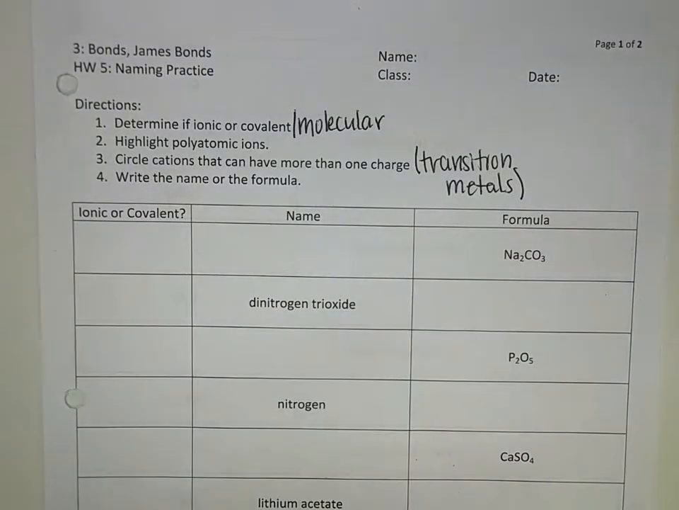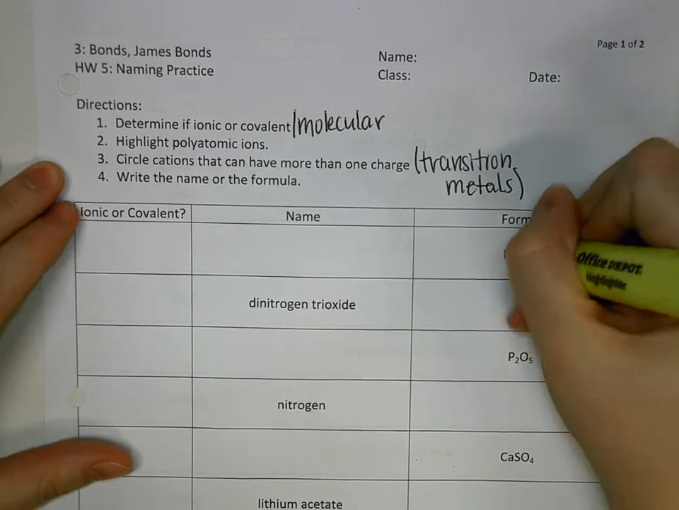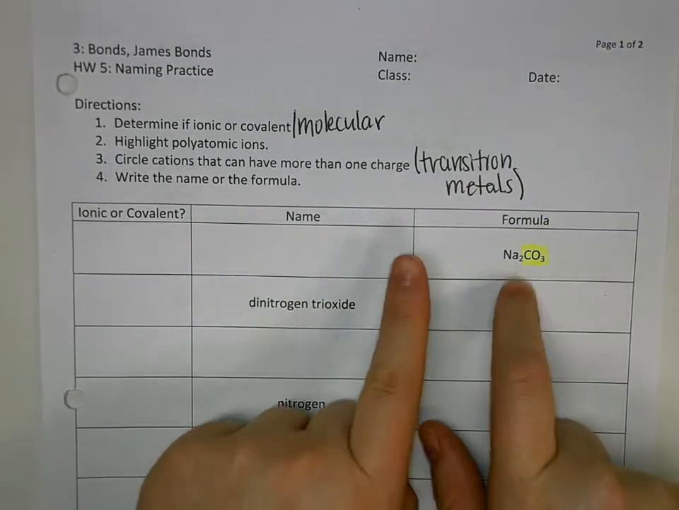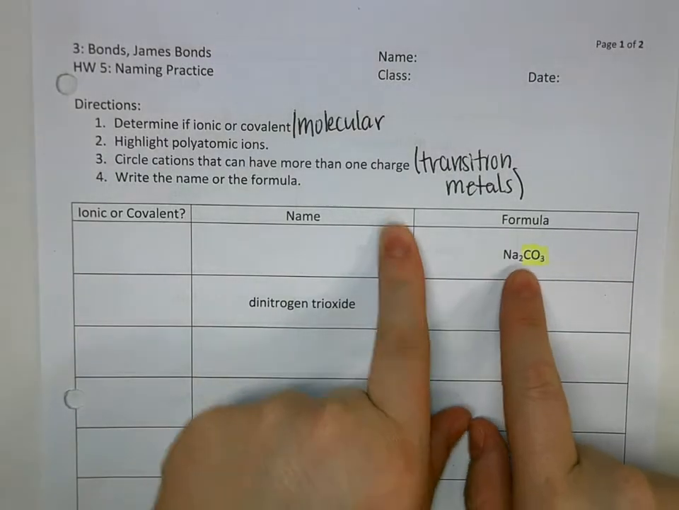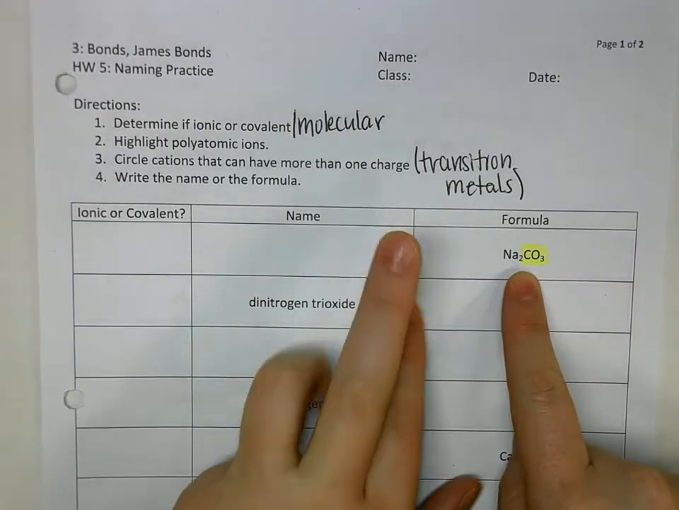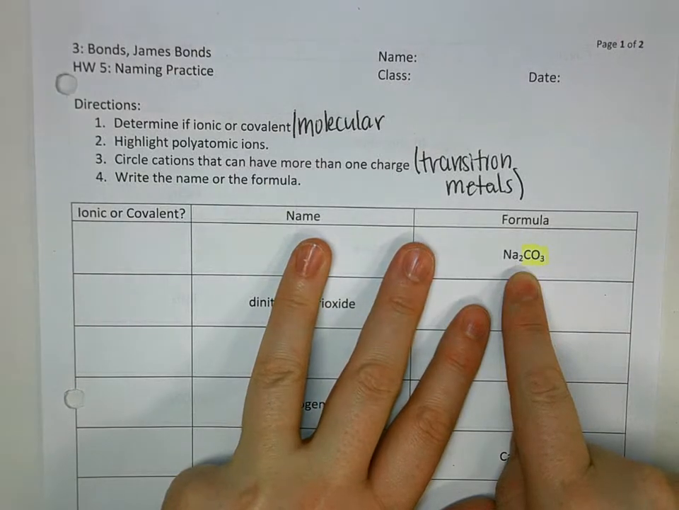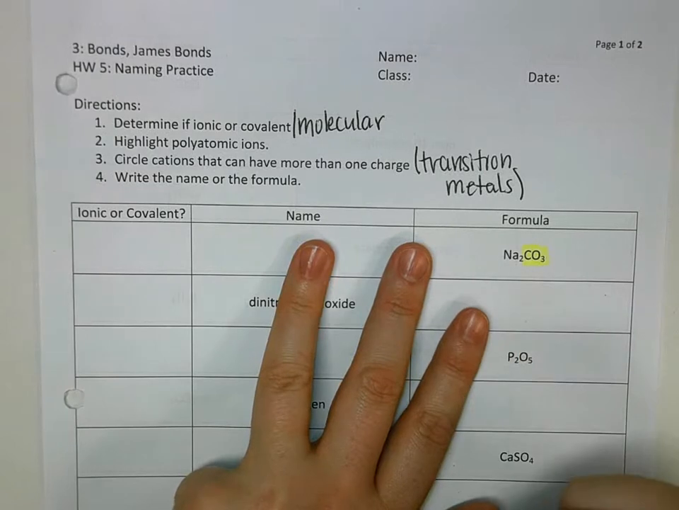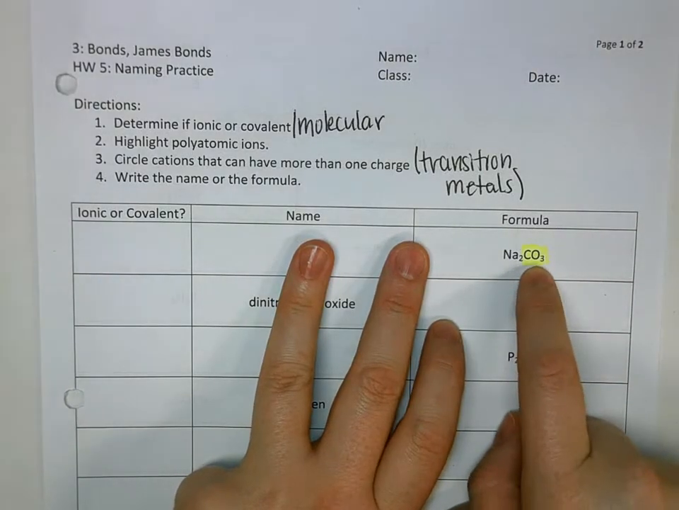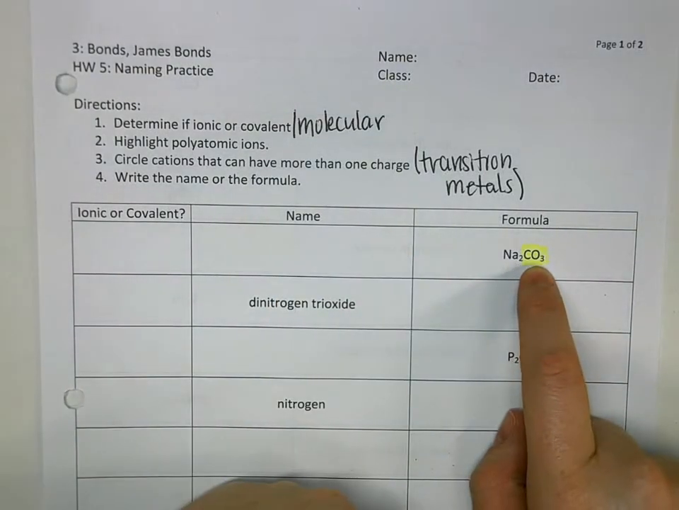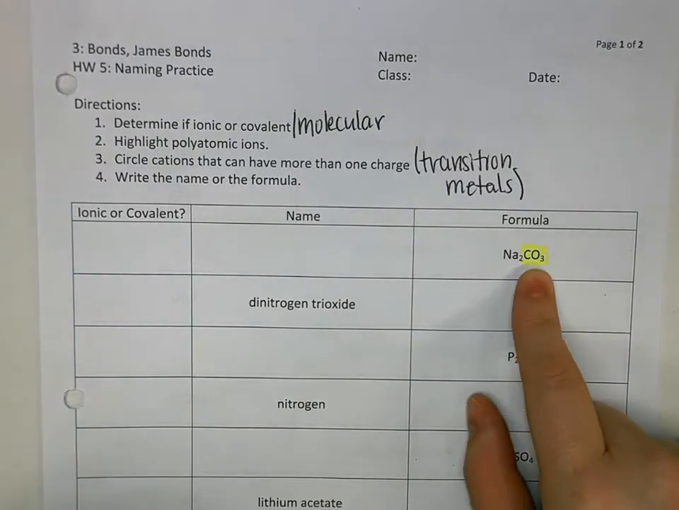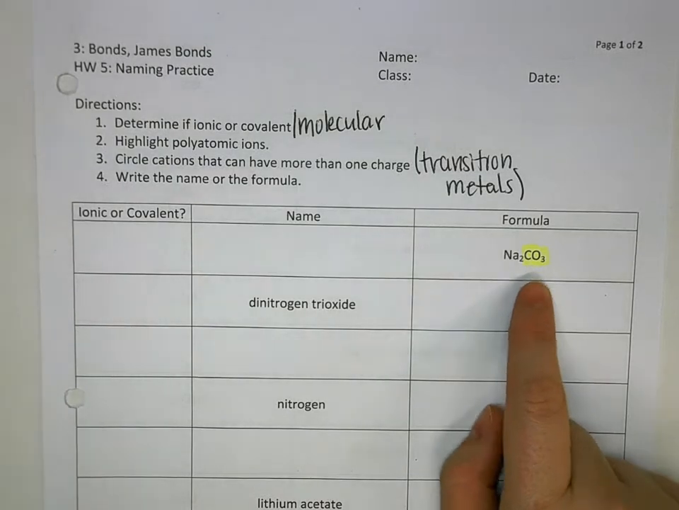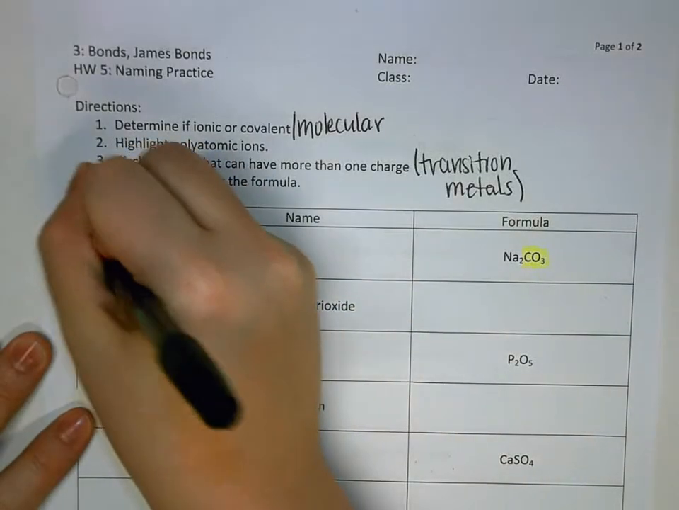So one of our other steps is to highlight all of our polyatomic ions. So I know that this is polyatomic because I can count their sodium, one type of atom, carbon, another type of atom, and oxygen, a third type of atom. So the fact that I have 3 different kinds of atoms in this compound alerts me to the fact that there's probably a polyatomic ion in there. So in this case, it's the CO3. All right, so we have a polyatomic ion. Therefore, we know that this must be ionic.